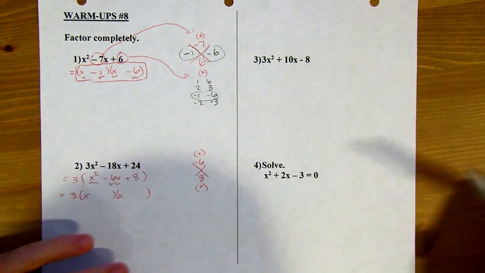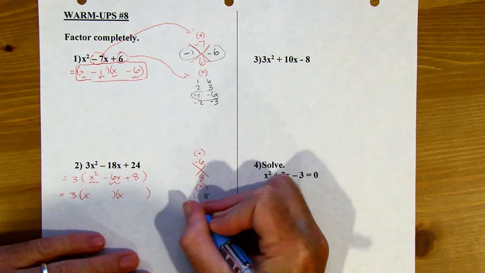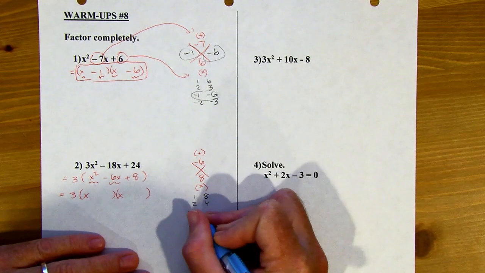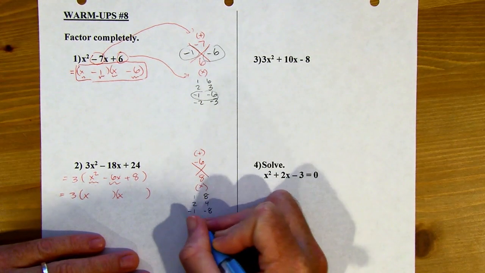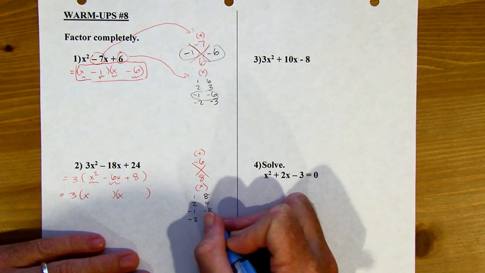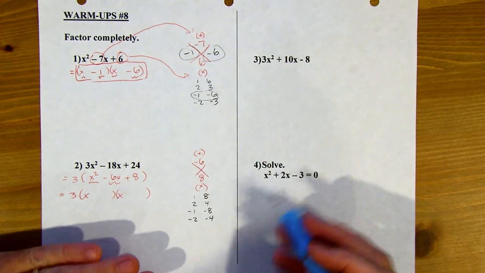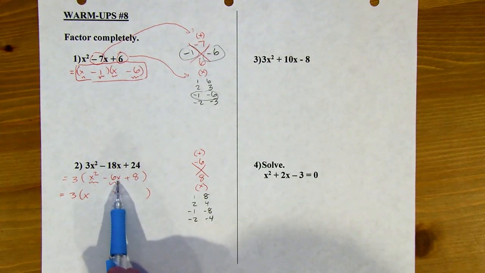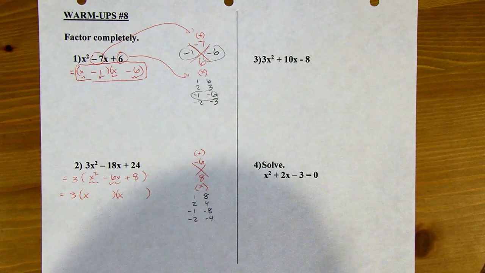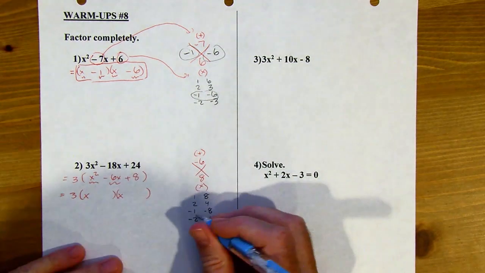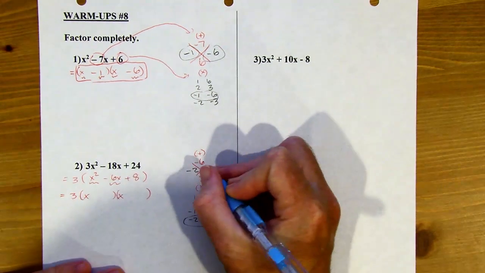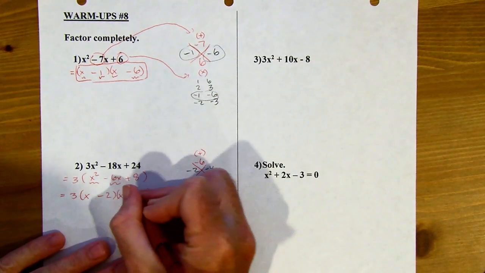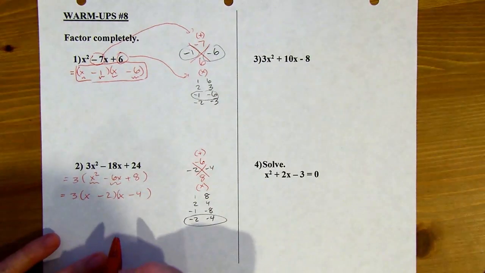So I'm going to brainstorm multiplying to get 8. I could do 1 times 8, 2 times 4. You don't necessarily have to write all of these down, but you want to be thinking through these. I mean, you don't have to write a diamond problem at all. This is just a way to organize your thinking through, okay, multiplying to get this, adding to get that. So I've got a winning pair there. There it is. So that's what goes in the back of these parentheses, and now this is completely factored.